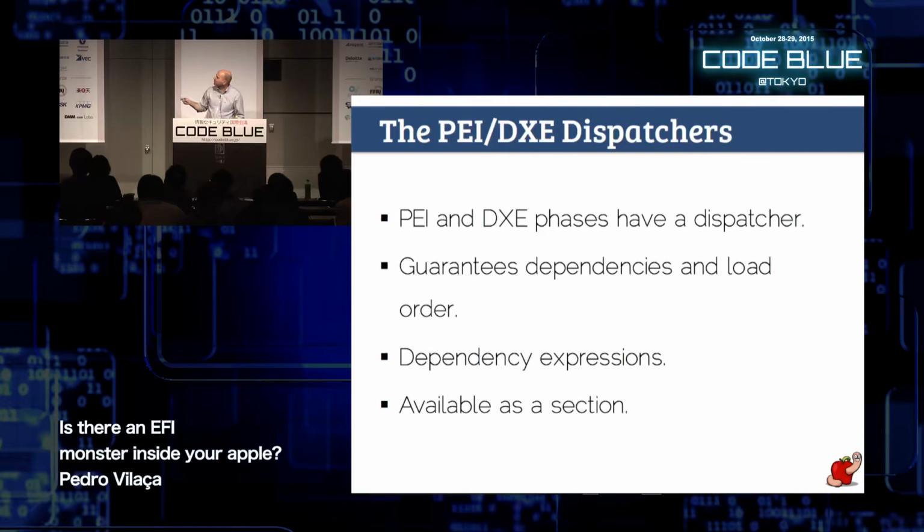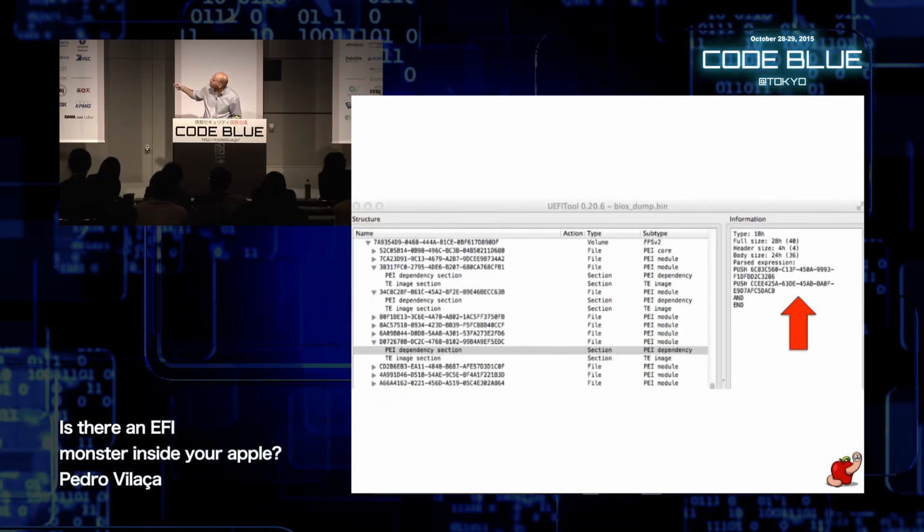Let me bypass this very quickly. You have many drivers inside the BIOS. How do you know the order of execution? There's basically one dispatcher in the PEI phase and one dispatcher in the DXE phase. And you have dependencies between them, which is a very small language, a stack. There's a stack, you push there, and everything goes push and pop from there, and there's Boolean logic there. And so this dispatcher knows what order things need to be loaded.